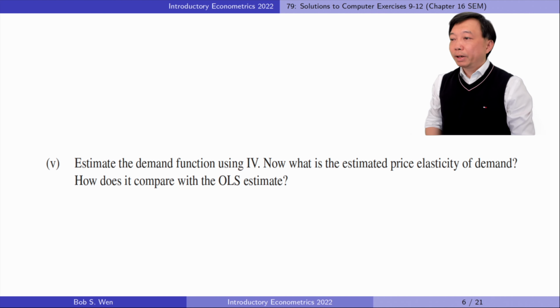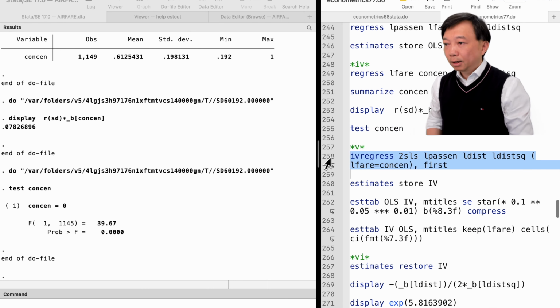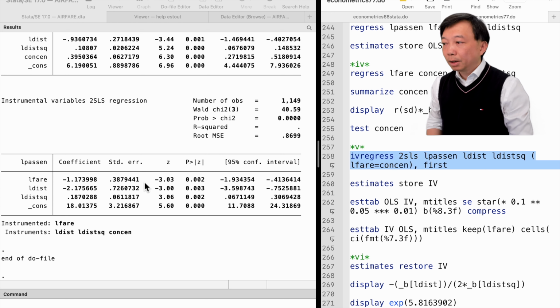In part 5, we estimate the demand function using IV. Now, what is the estimated price elasticity of demand? How does it compare with the OLS estimate? Using concentration as an instrumental variable for airfare, the 2-stage least squares estimate of the price elasticity of demand is minus 1.174, implying that the demand for airline seats drops about 12% as the airfares increase by 10% after holding distance fixed and alleviating endogeneity by IV.